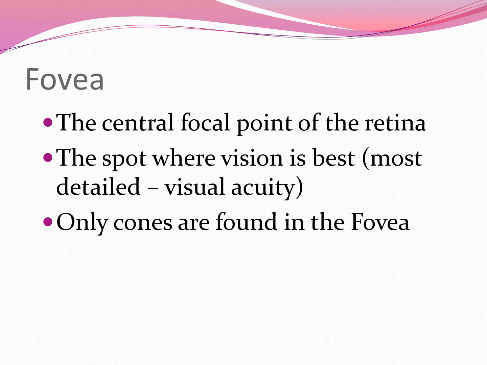The fovea. The fovea is the central focal point of the retina. This is the spot where vision is best, the most detailed, something called visual acuity. We'll mention this again later as a little review. Only cones are found in the fovea. So this is the central part of the retina. Only cones are there, and because of that, this is where your vision is best. In a vocab word, that's called visual acuity, where vision is best. Make sure you know that's the fovea.